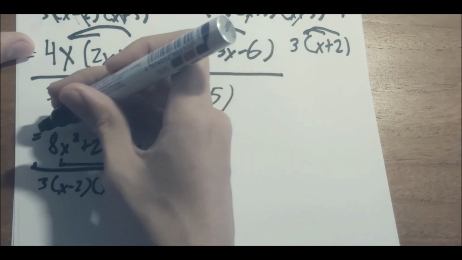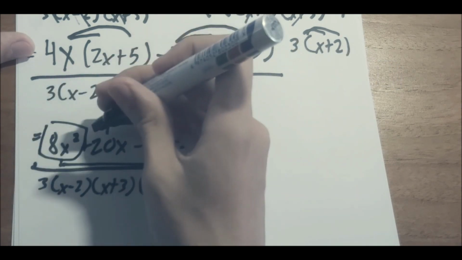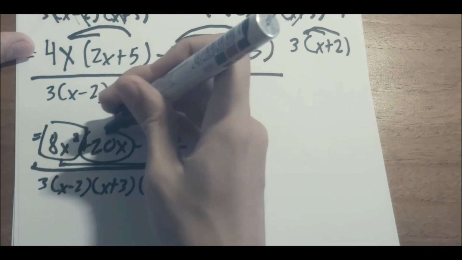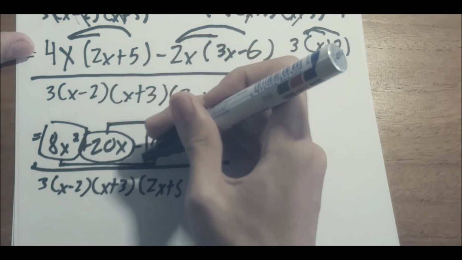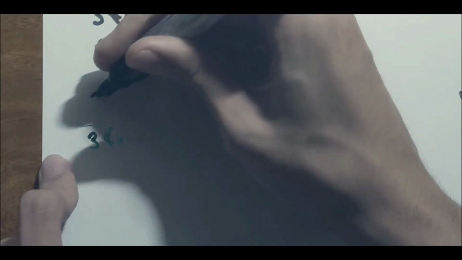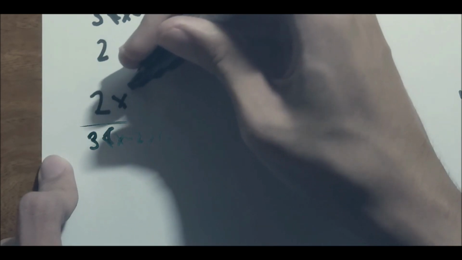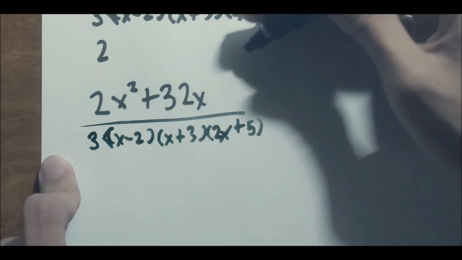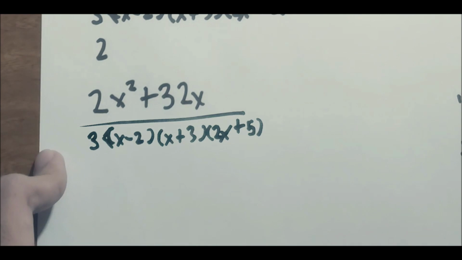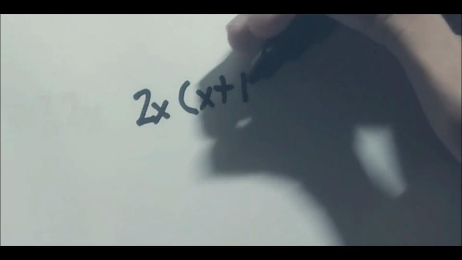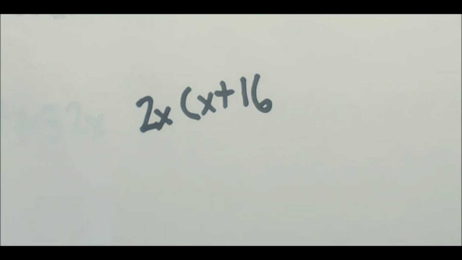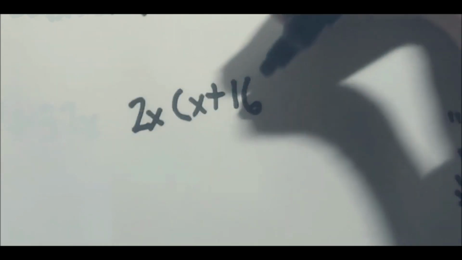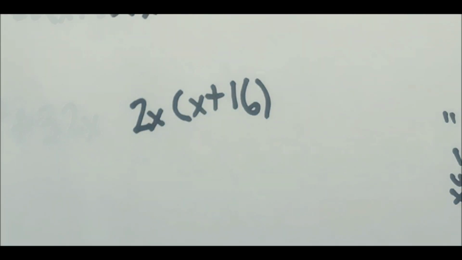After getting those results, add the like terms, which are 8x squared and negative 6x squared, and 20x and 12x. The result will be 2x squared plus 32x over 3 times x minus 2 times x plus 3 times 2x plus 5. Right after that, factor out the common factor of 2x squared plus 32x. The result is 2x times x plus 16.